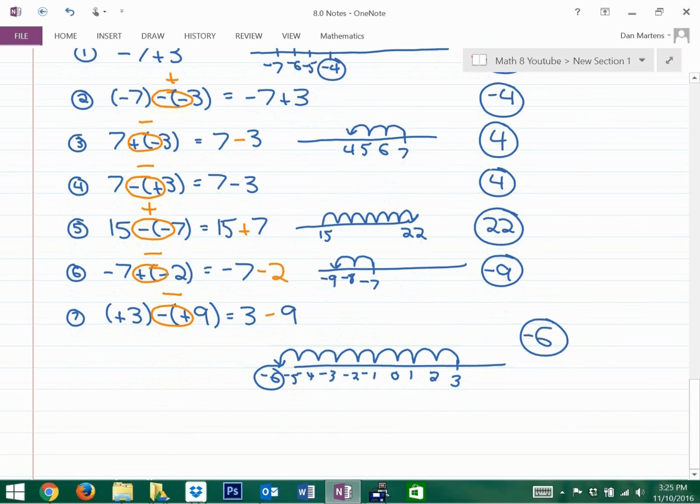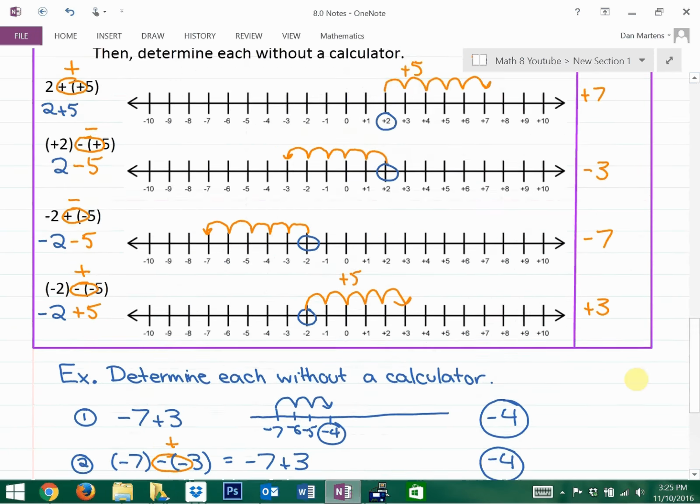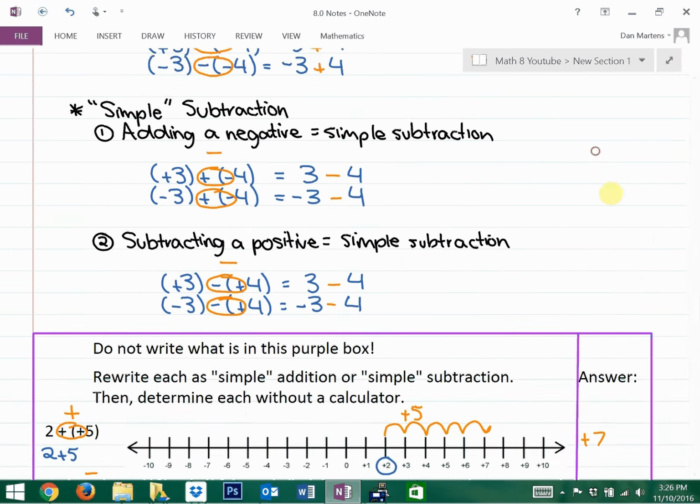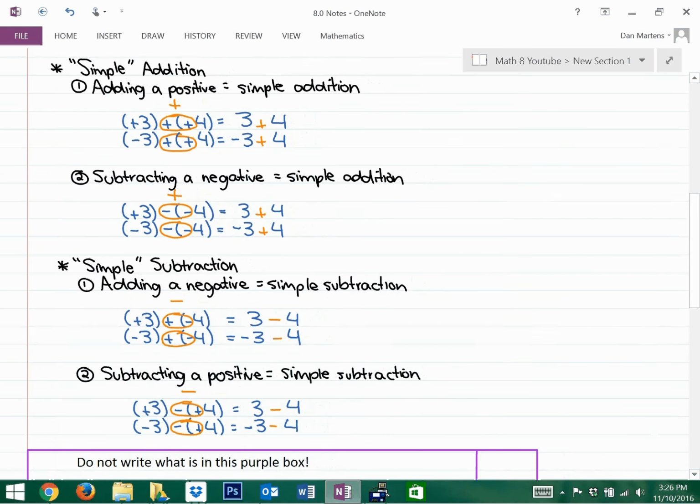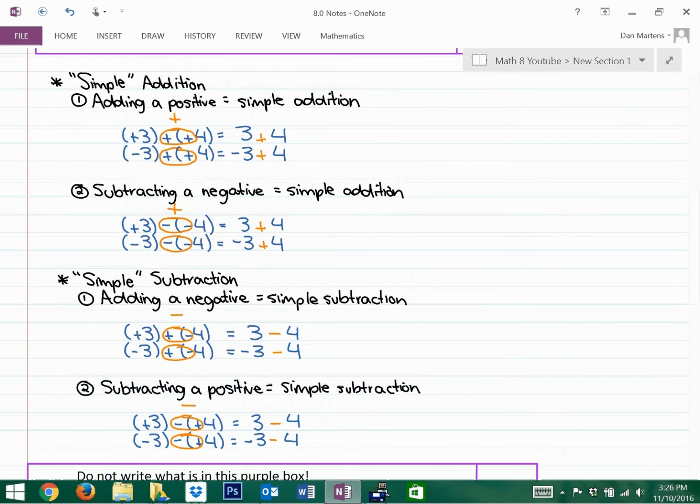Okay? So hopefully that makes some sense. Again, the thing to be really aware of as you're taking down these notes and following along is where you're going to start and then what's going to happen. If it's equivalent to simple addition or simple subtraction, that will help you out infinitely.